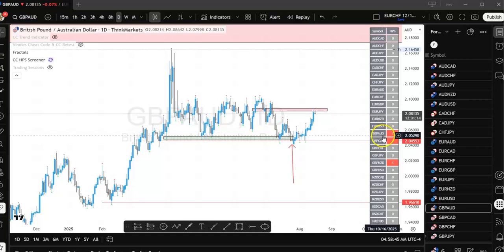Boom, right there. See that? GPAUD. So we know that my rule is I only take trades on this scanner.